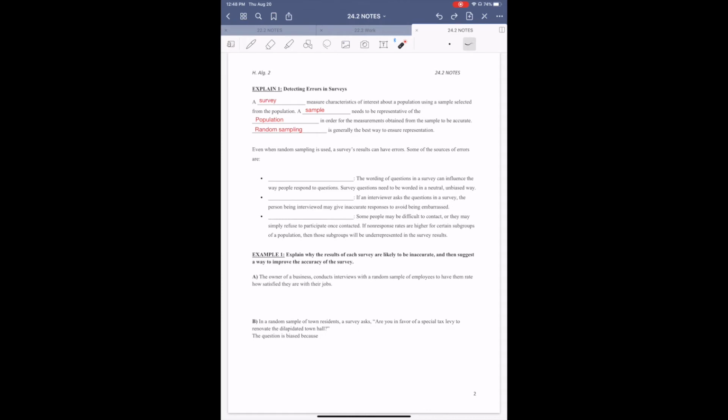Okay. Now, even when random sampling is used, a survey's results can still have errors. Some of the sources of errors are biased questions. The wording of questions in a survey can influence the way people respond to questions. Survey questions need to be worded in a neutral, unbiased way.